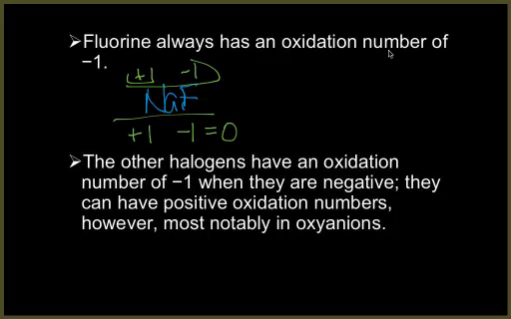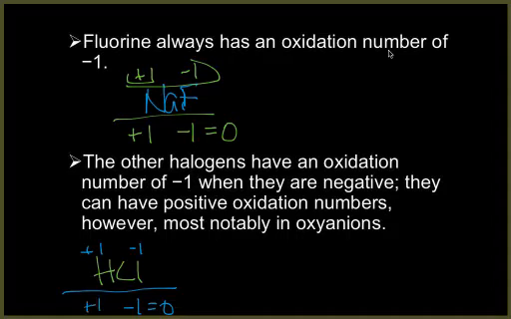The other halogens have oxidation numbers of -1 when they are negative, but they can have positive oxidation numbers if they're an oxyanion. So let's look at an example of that. So other halogens, let's say like we have HCl. Okay, so in HCl, the Cl is a halogen, so it's going to be a -1. So basically that's the charge that it would have if you were assigning charges based on where it is on the periodic table. There's one of them, so that gives me a -1, has to equal 0. So then H, we know, has to be a +1, so that balances out the charge at the bottom. So oxidation numbers here, +1, -1.